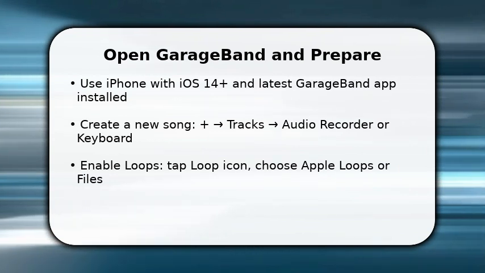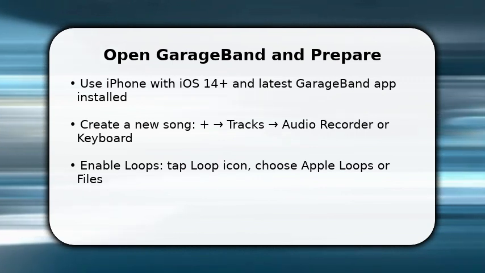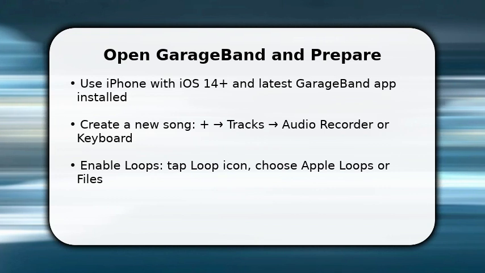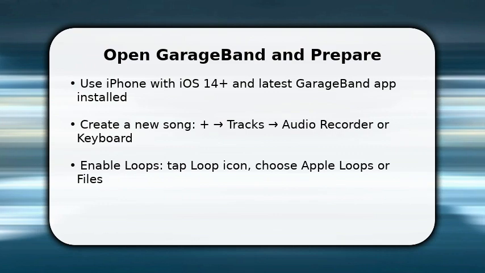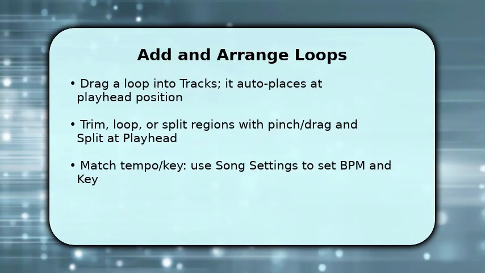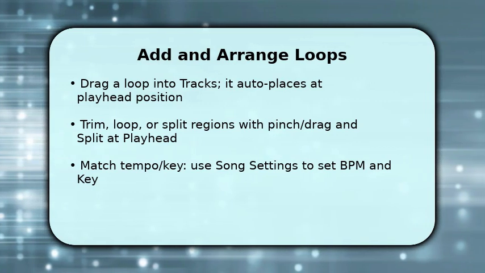Tap the loop icon at the top right and choose Apple Loops or Files so your loop browser appears. Once done, browse by instrument, genre, or key to surface compatible loops, because matching key and tempo will avoid pitch or timing conflicts later. Now you add and shape loops so your song takes form.